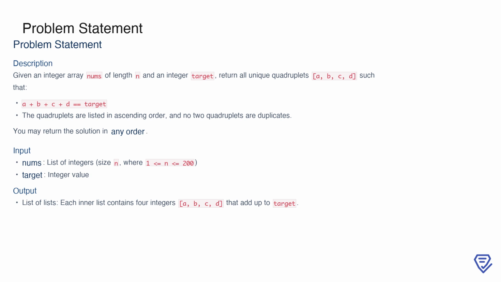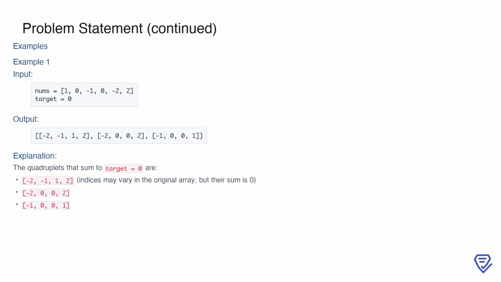For the input, nums is a list of integers with a size between 1 and 200, and target is a single integer. The output will be a list of lists, where each inner list contains exactly 4 integers that satisfy the condition of summing to the target value. Let's look at some examples to understand this better.